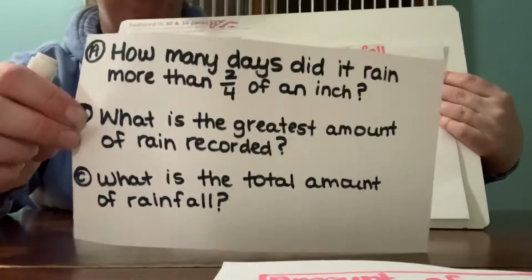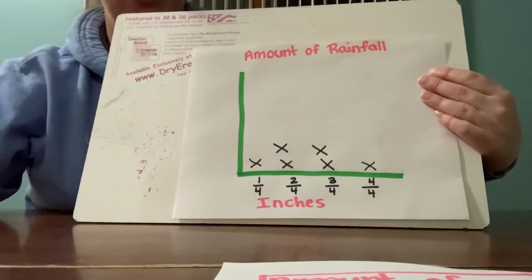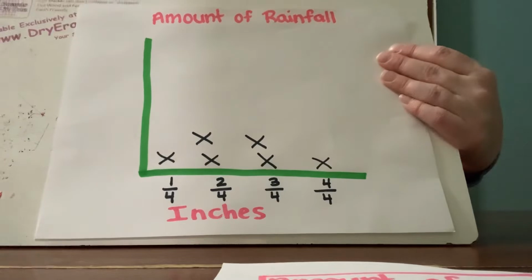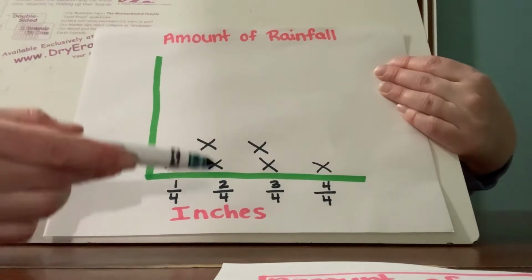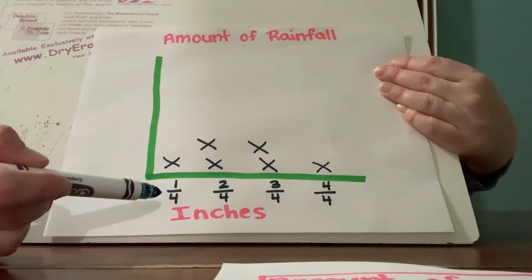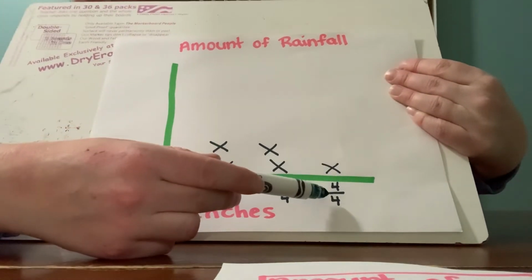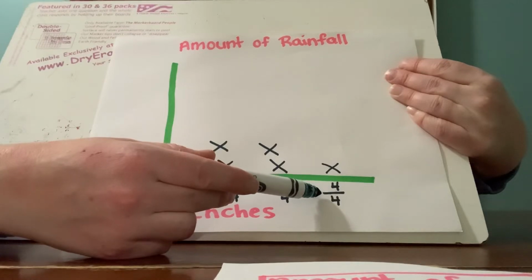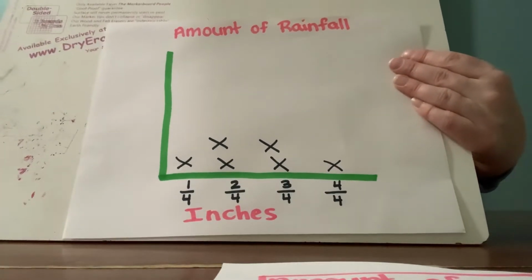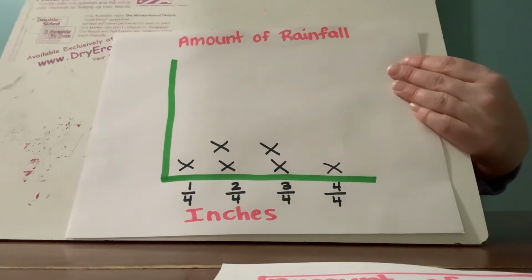Next question. What is the greatest amount of rain recorded? Not the greatest number of days, but the greatest amount, which would be the greatest number of inches. So on this graph, the greatest amount is 4/4 or 1 whole inch. So my greatest amount that it ever rained was 4/4 of an inch.